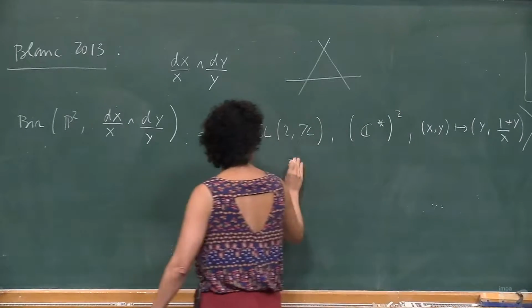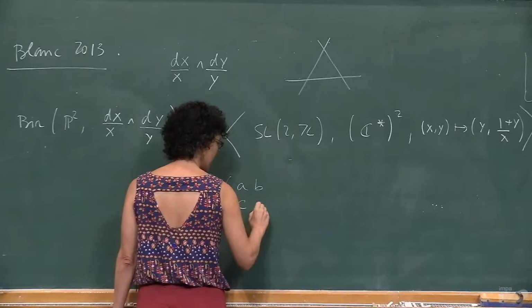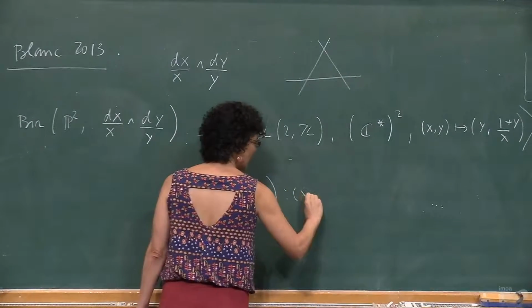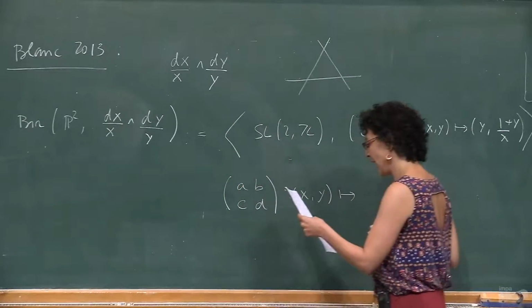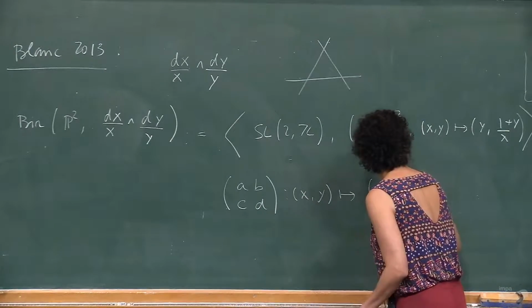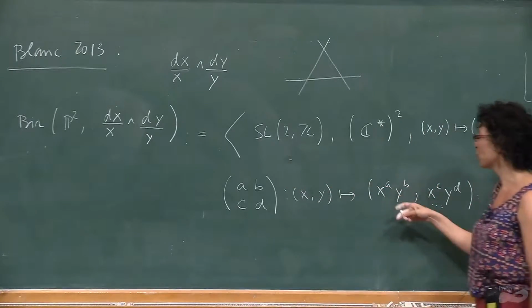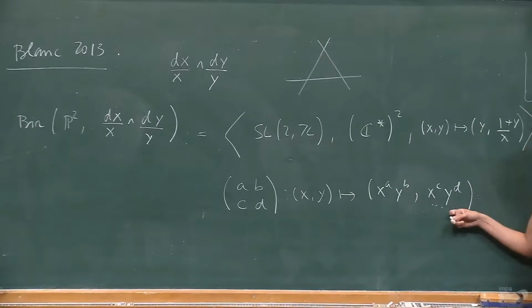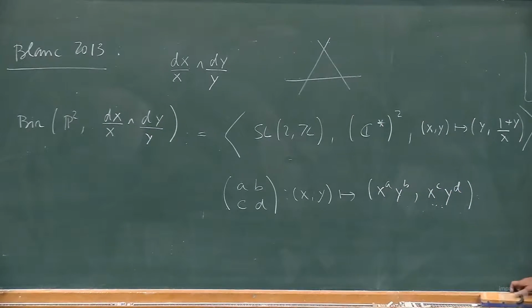And then this group here acts, so an element here is a matrix with integer coefficients a, b, c, d, and it will act on x. Let me write again in affine coordinates. It will take (x, y) to (x^a y^b, x^c y^d). So the standard Cremona, the standard quadratic transformation, is one example, when a is -1, b is 0, c is 0, and d is -1.